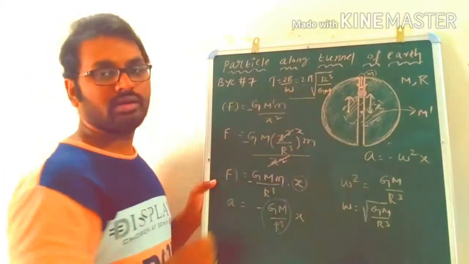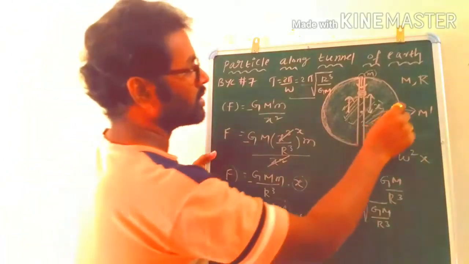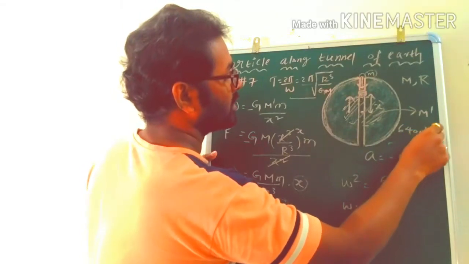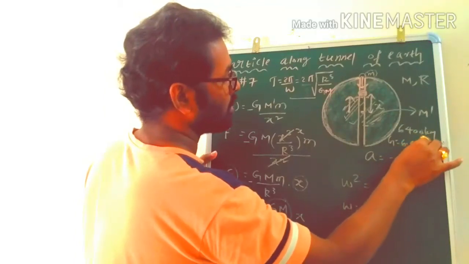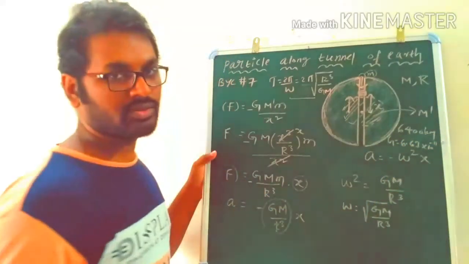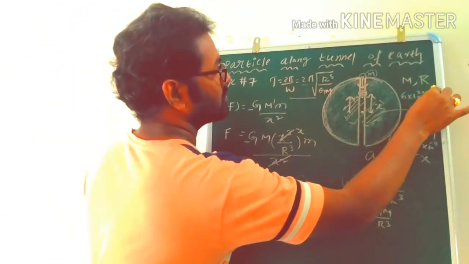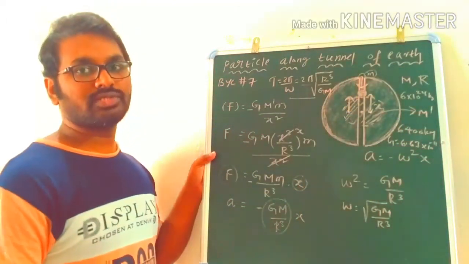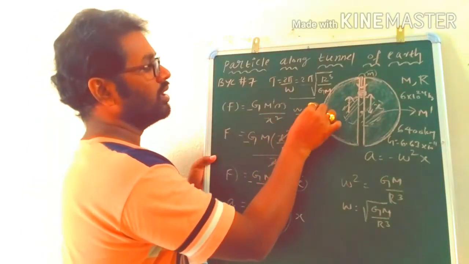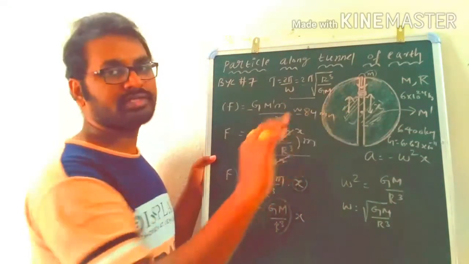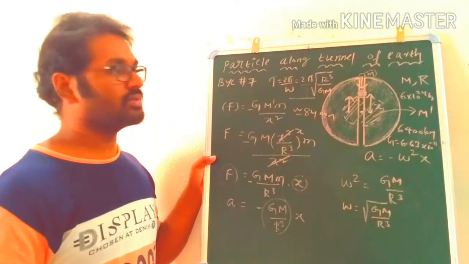2 pi is constant, R is the radius of the earth. How much? 6,400 kilometers. And G, you know how much it is. G is equal to 6.67 into 10 power minus 11 SI units. The mass of the earth is 6 into 10 power 24 kg. If you substitute all these values in this equation, nearly you will get this equal to 84 minutes. 84 point something you will get. Nearly you can take it as 84 minutes for this case.